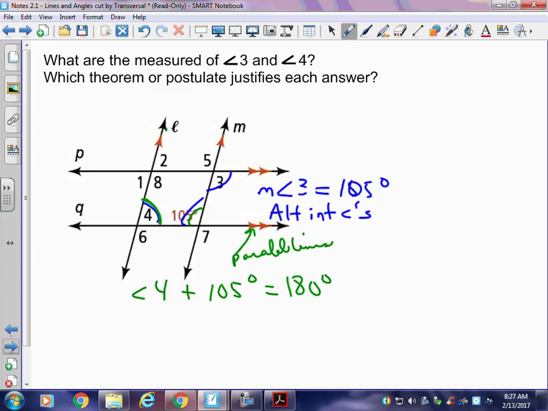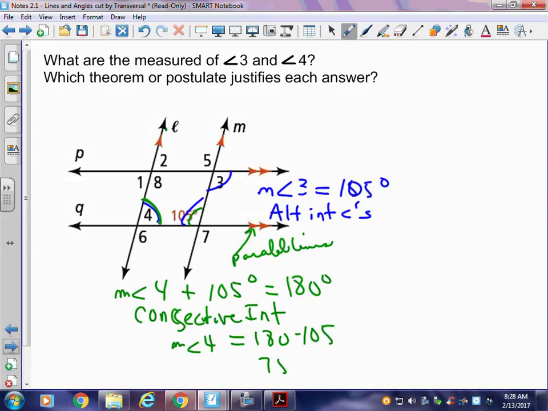And so then we could look at 4 and 105 are consecutive interior. If you look at Q being the transversal cutting across L and M, angle 4's measure is going to be equal to 180 minus 105, which is 75 degrees. So if they look the same size on parallel lines, they are the same size. But you have to justify it by which kind of angle you have.